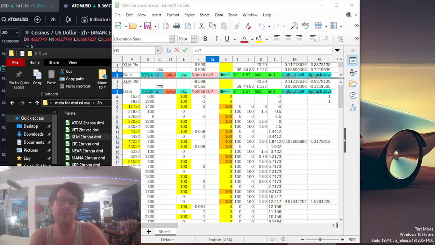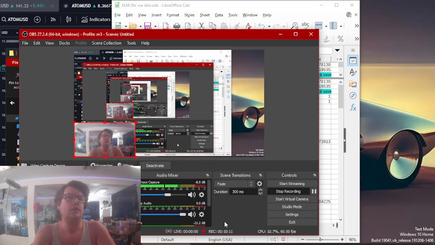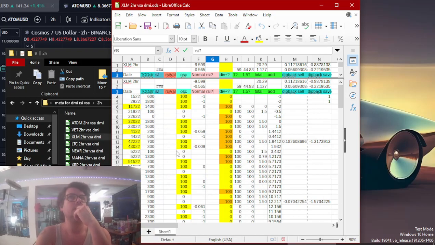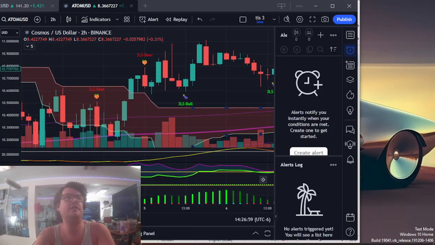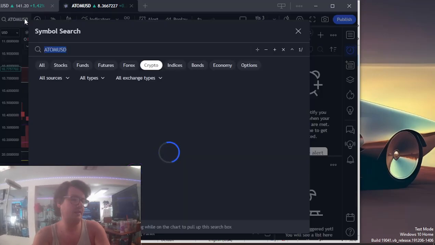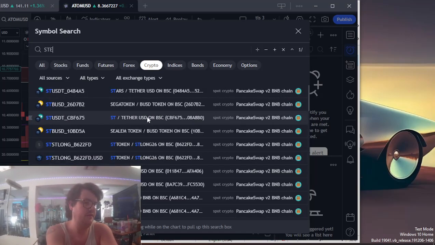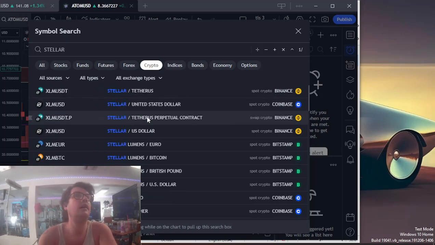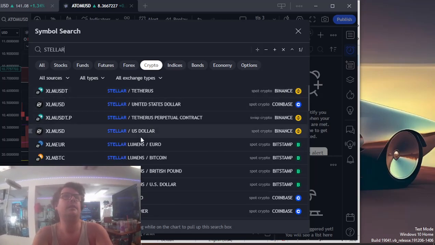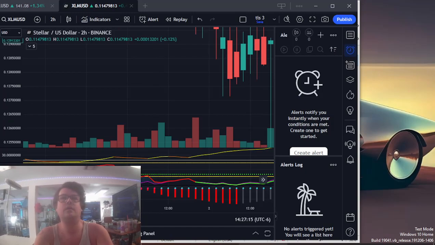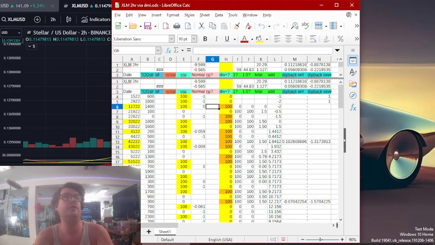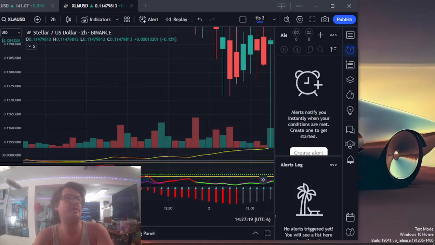Let me check the filament real quick. Alright, 117.14. Oh yeah, we're looking for XLM. I think that's stellar lumens. Just go for stellar. Probably this one. Bring that over. 117.14.